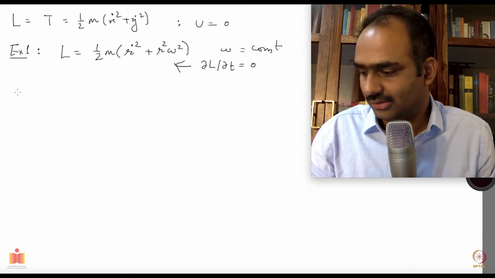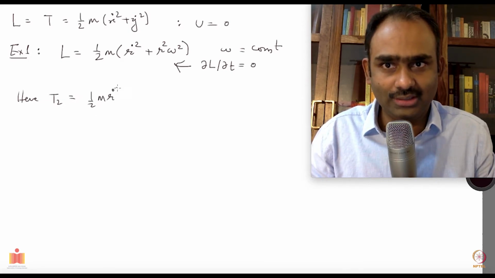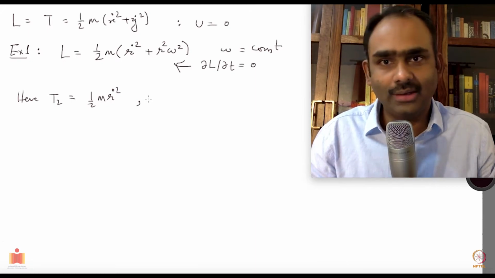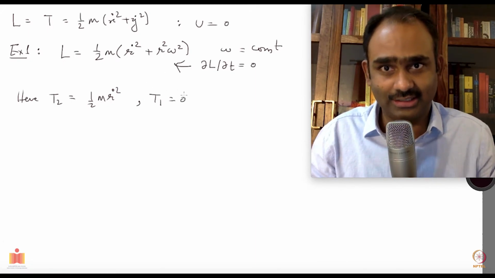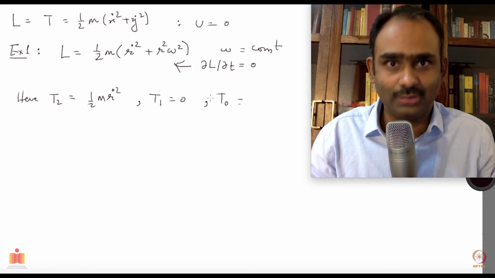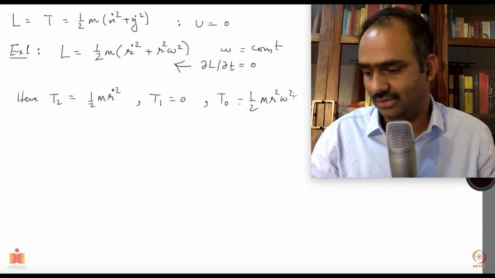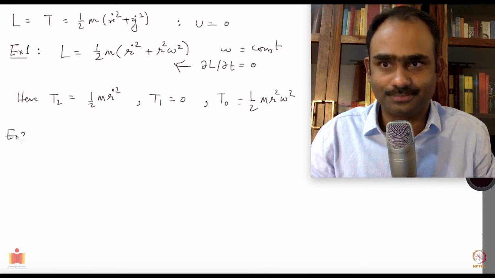Okay, so here what is T2? T2 is half m r dot square. What is T1? 0, because there is no term which is linear in generalized velocities. What is T0? That is half m r square omega square. Okay, very nice. Next exercise for you, find out the equation of motion for this system.